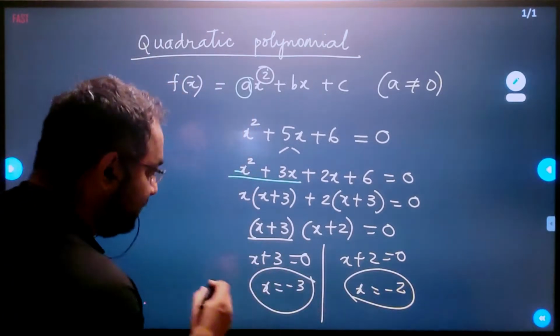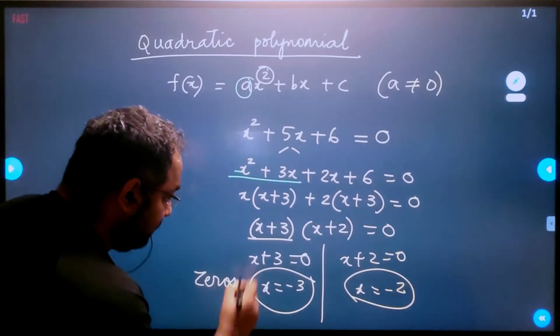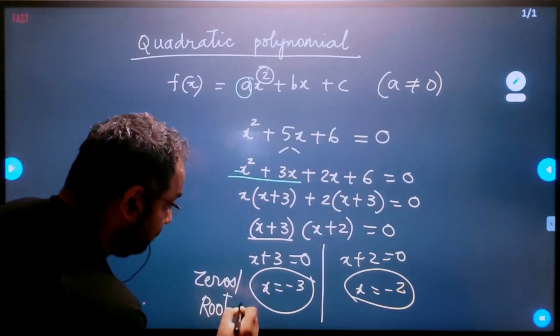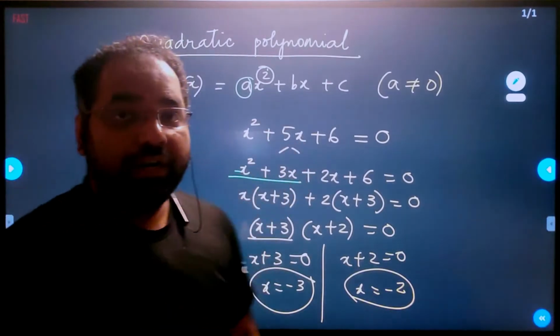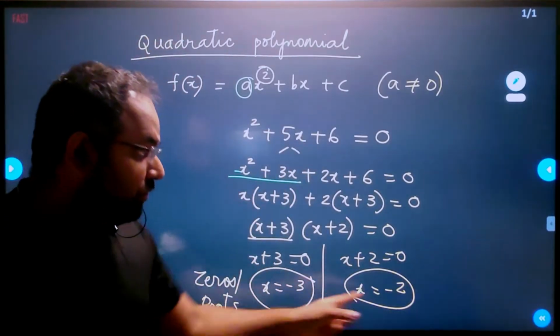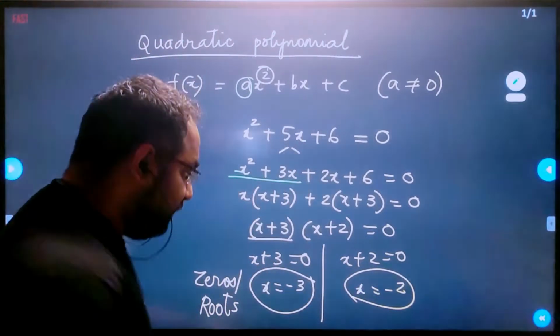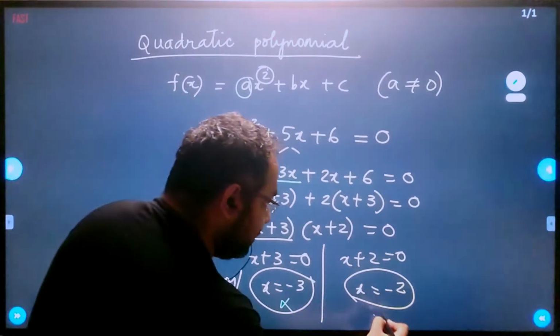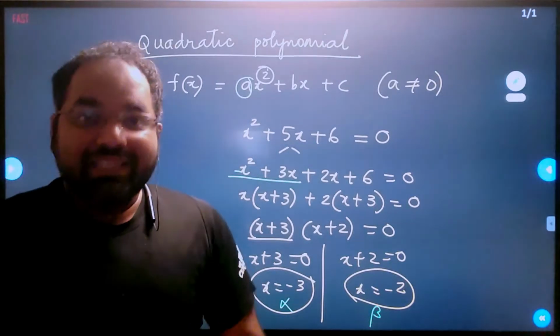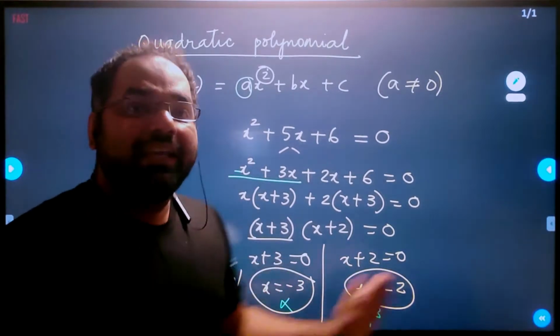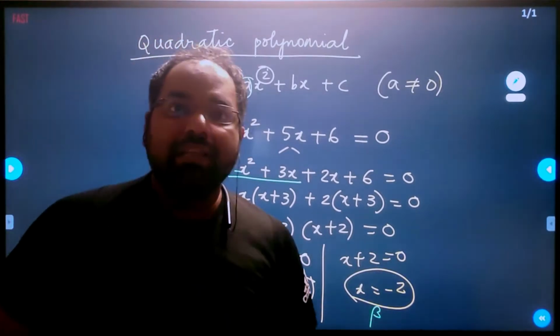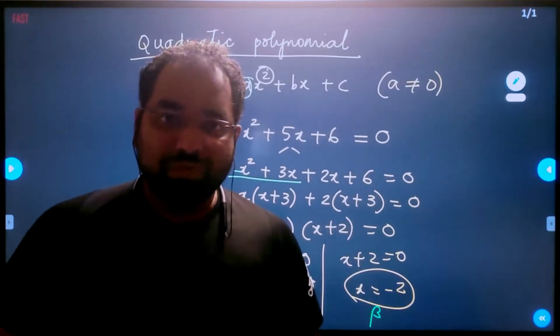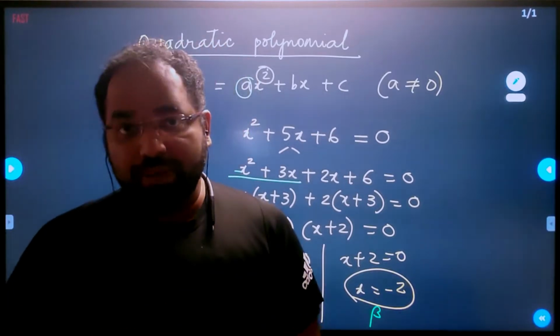These values are called as zeros. Sometimes they are also called as roots. So whenever you solve a quadratic equation or a quadratic polynomial, you are going to get two values. Generally, the first value is denoted as alpha and the second value is denoted as beta. So next time, instead of saying x equal to something and x equal to something, I can directly say that a quadratic polynomial has two zeros. One is called alpha, the other is called beta.